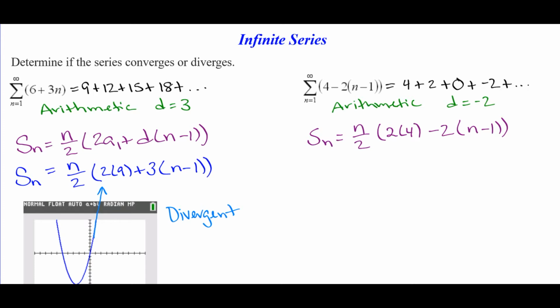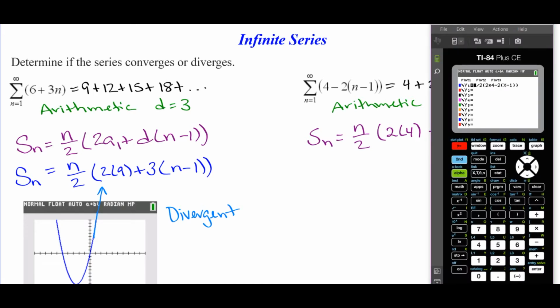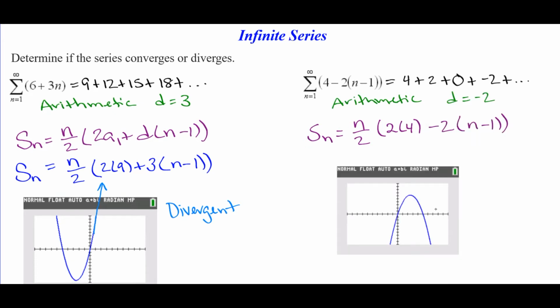And then again, we're going to look at this graph. So putting in the formula for the finite summation, and then looking at what happens towards the extreme. So again, the graph is giving us a parabola, and as we go to the right forever, this graph is going down forever. So my sum is going to get infinitely small. So again, this would be divergent.